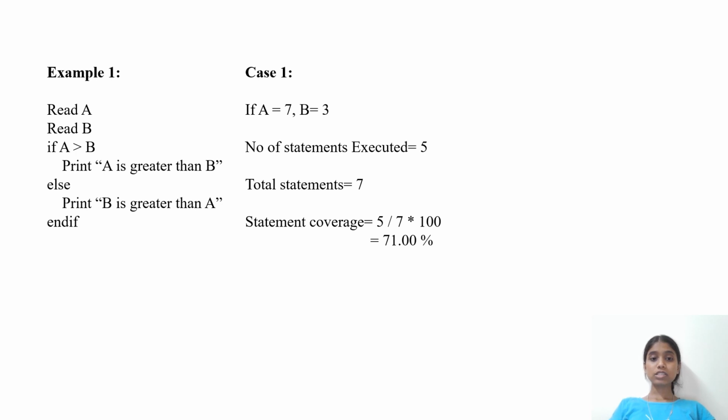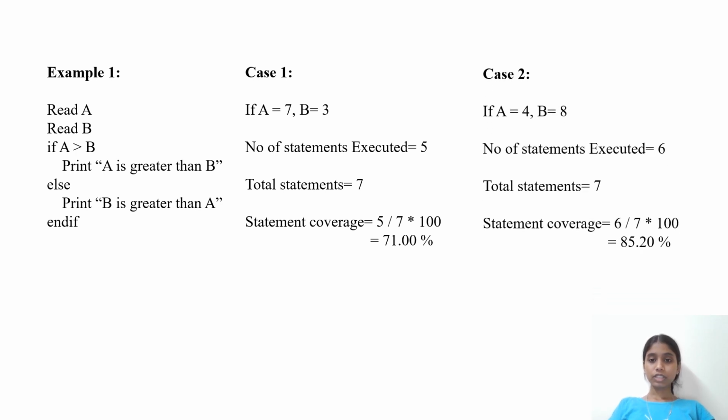But if A is 7 and B is 3, the statement read A will be executed, read B will be executed, and if A is greater than B, print A is greater than B. So 7 is greater than 3, which is obvious, so this statement will be printed and we will come out of the if statement through end if. So 1, 2, 3, 4 and 5. The number of statements executed are 5 and total statements in this code is 7. So the statement coverage is 5 divided by 7 into 100, which is 71%.